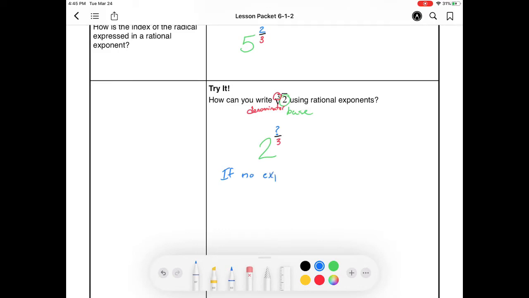If you look back at the example, you'll see that the square root of 2 has no numerator and no denominator to be seen, but we still found it was equal to 2 to the 1/2 power. So if there is no exponent in the radical, then the numerator of our rational exponent, or our fraction exponent, is going to be 1. So this would be 2 to the 1/3 power.